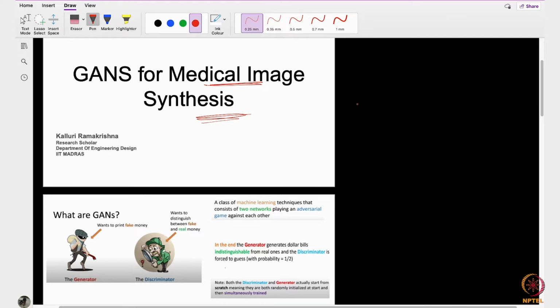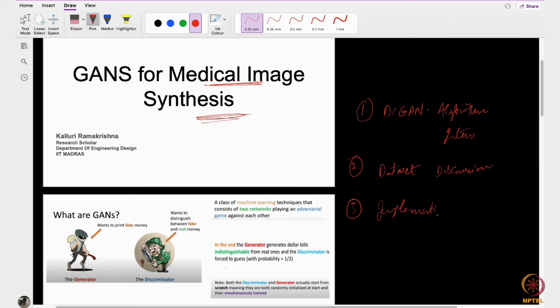Mainly, I have divided the entire lecture into three parts. First one is DCGAN algorithm introduction. Second one is dataset discussion, the dataset that we are going to use to implement this algorithm. And the third part is implementing the DCGAN algorithm using the PyTorch deep learning framework in Google Colab.